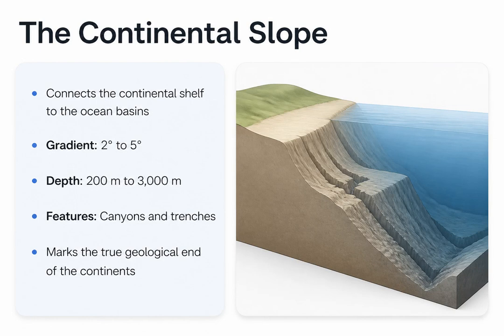Moving past the shelf break, we plunge down the continental slope. This is a much steeper region, with a gradient between 2 and 5 degrees, dropping to depths of up to 3,000 meters. This slope acts as the massive retaining wall of the continent, connecting the shallow shelf to the deep ocean basins. Geologically speaking, the bottom of the continental slope marks the true, final boundary of the continental landmass. Because of the steep drop, this area is often scarred by deep underwater canyons and trenches.